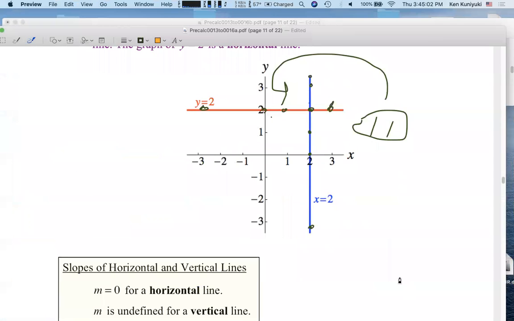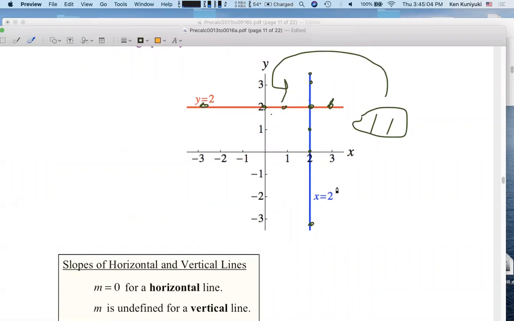Horizontal and vertical lines. Be careful what their equations are. And remember, the slope of a horizontal line is 0. Slope is rise over run. On a horizontal line, the rise is always 0. So the slope is 0.